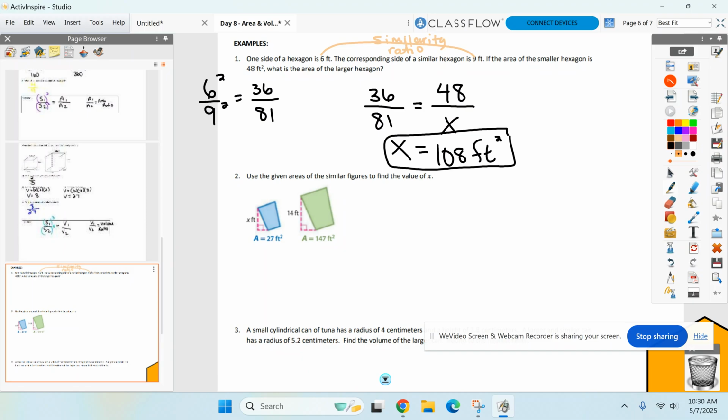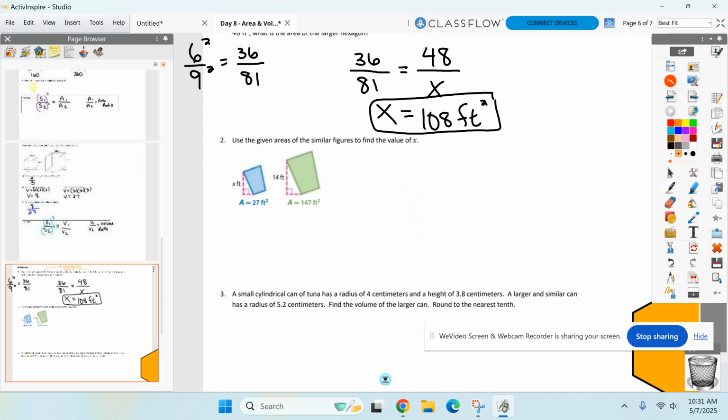If you know the ratio the volume, perimeter, or in this case, area, are in, you can find the other one. Questions on number 1? I know there's some people feeling uncomfortable, which is fine. That's why we got a couple more.